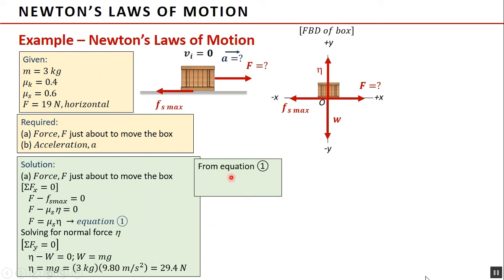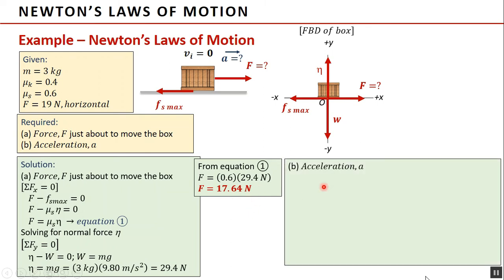Then we go back to equation 1. The force F is 0.6 times the normal force, 29.4 newtons. So the force needed just about to move the box is 17.64 newtons. This is the force needed just to overcome static friction. In other words, this is the maximum horizontal force wherein the box does not move. A little greater than this amount will make the box accelerate.